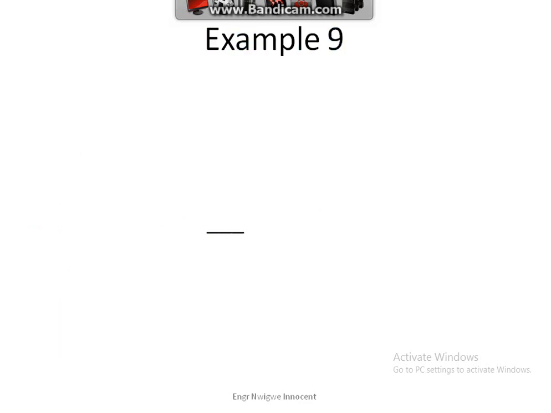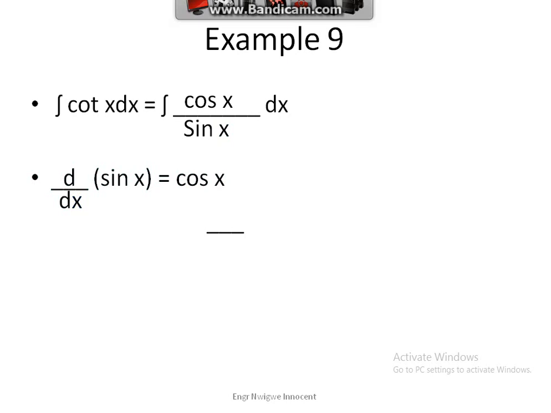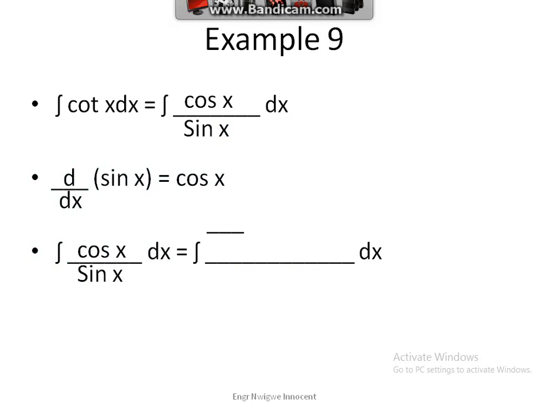Example 9. The integral of cot x dx is equal to the integral of cos x over sin x dx. The differentiation of sin x over dx is equal to cos x. The integral of cos x over sin x dx is equal to the integral of the differentiation of sin x over sin x dx, which will give us log to the base e sin x plus c.